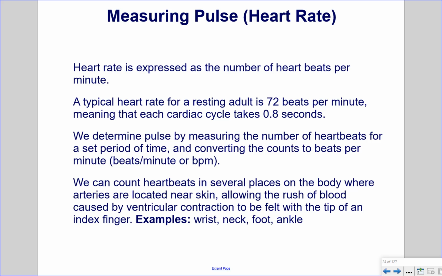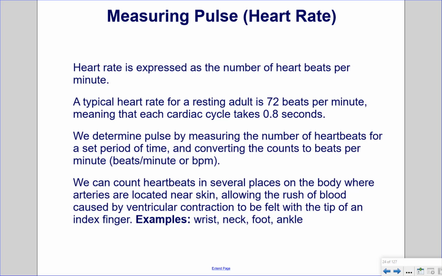Measuring pulse. Heart rate is expressed as the number of heartbeats per minute. A typical heart rate for a resting adult is 72 beats per minute, meaning that each cardiac cycle takes 0.8 seconds. We determine pulse by measuring the number of heartbeats for a set period of time, and converting the counts to beats per minute, or BPM.